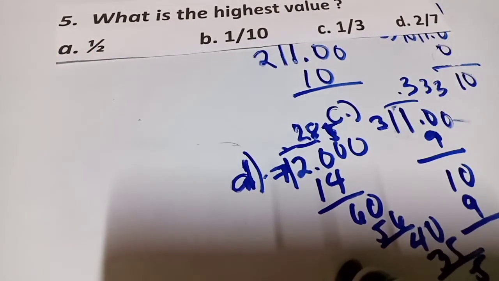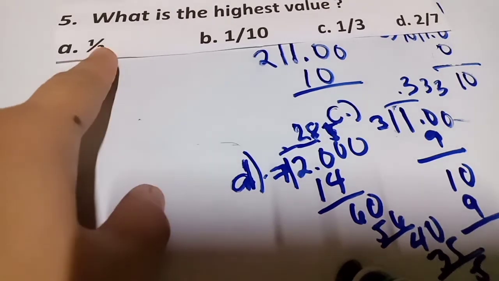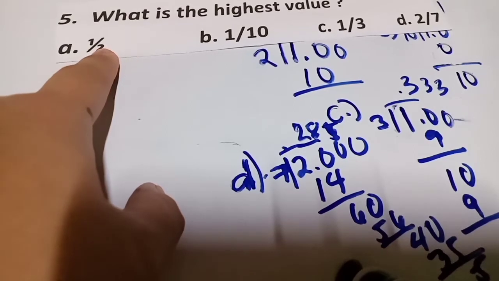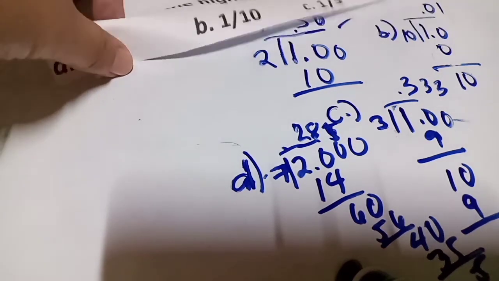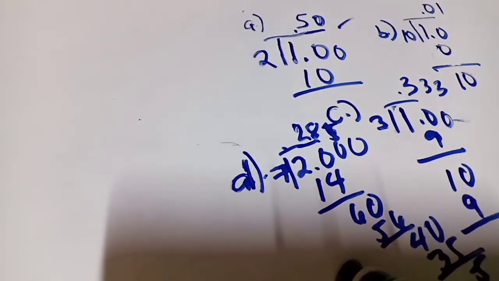And the secret is this. Take note, the secret of getting the highest value among the given fractions is that the smallest number in the denominator gives the highest value. But if you are not sure, all you have to do is to divide properly in decimal places. So let's have number 6.